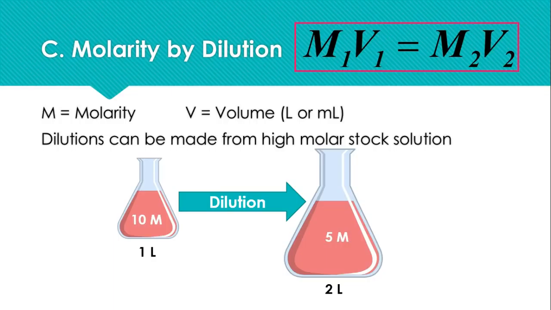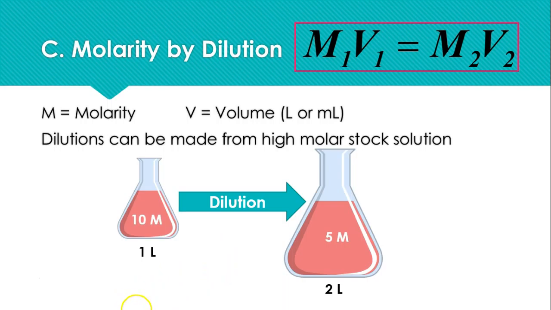All right, molarity by dilution is the last one we'll do in this video. There's an equation for that. M1V1 equals M2V2. M, capital M, just stands for molarity, volume, V, and that can be in liters or milliliters. Just needs to be in the same unit for each one of the volumes. Dilutions can be made by taking a high concentration and adding more solvent to dilute it.